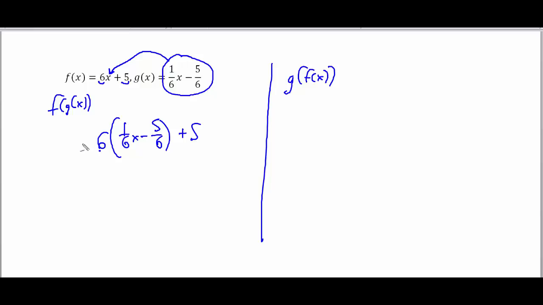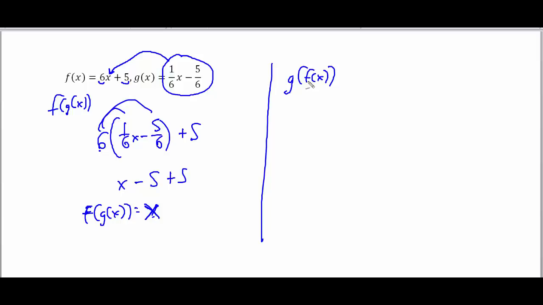Now my hope is that this would give me an answer of x, and it actually does, because if I distribute, 6 times 1/6 x is just 1x, 6 times a negative 5/6 is just a negative 5, plus 5, your answer is x, because the inverse of these makes 0, so my f of g of x is equal to x.